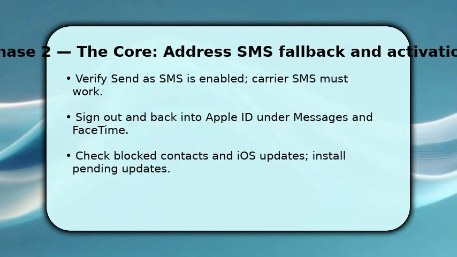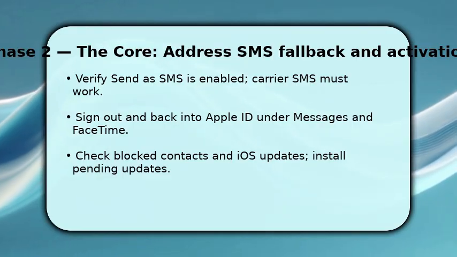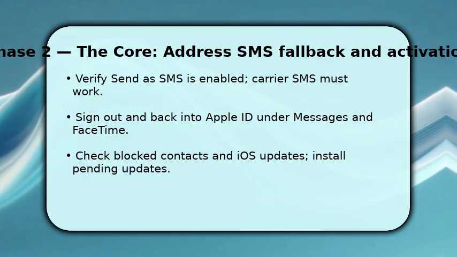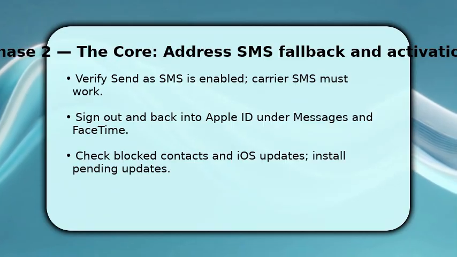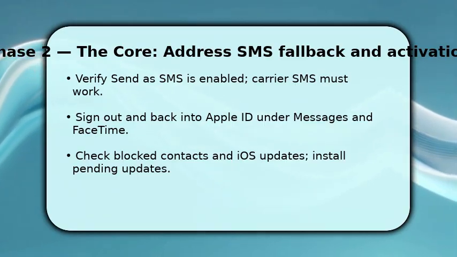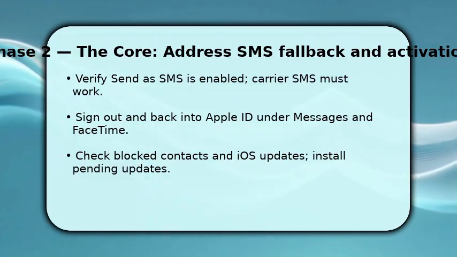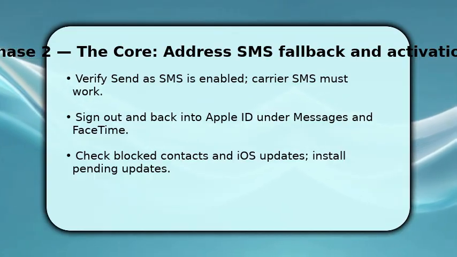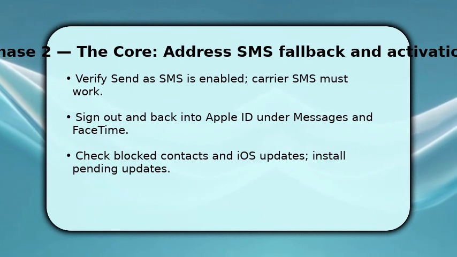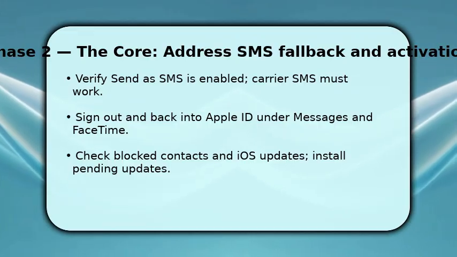Now focus on why messages are green, often SMS fallback or failed iMessage activation. Make sure Send as SMS is enabled in Messages so texts go through when iMessage cannot, and verify your carrier plan supports SMS. Sign out of your Apple ID in Messages and FaceTime, then sign in again to refresh device tokens. This fixes registration issues. Also check for pending iOS updates and install them once updated. Verify blocked contacts and phone number formatting, because small account mismatches prevent iMessage delivery.